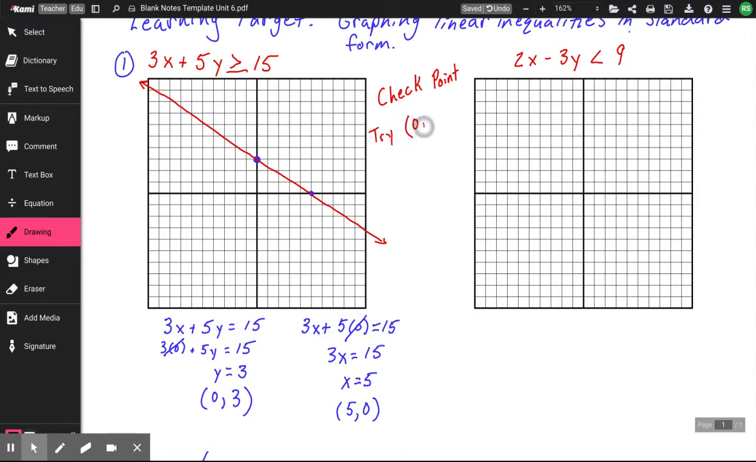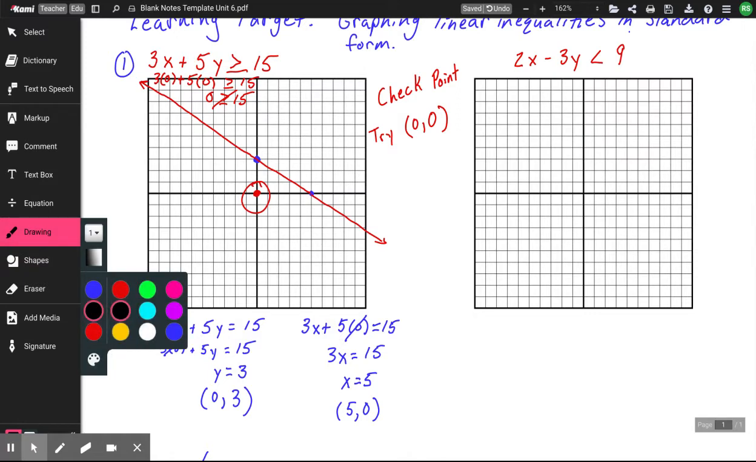So I'm going to try the point 0, 0. So if I plug in, that would be this point right here. That would be our origin. If I substitute in a 0 for x and a 0 for y, I want to see if that's going to be greater than or equal to 15. Well, I get 0 on the left side, so 0 is not greater than or equal to 15. That's false. That means this point is not a solution. So where are all the points that are solutions? On the opposite side of our line here.